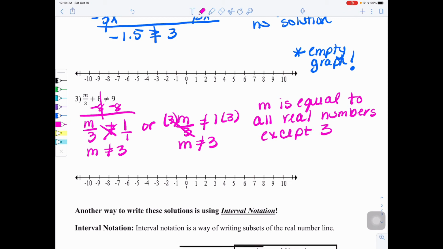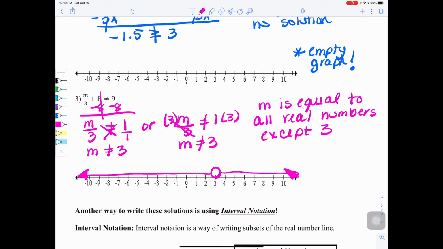So when we think about graphing this one, we have to think about the number 3 and whether it's included or not. We know it is not. It's all real numbers except 3. So we're going to put an open circle on 3. But then we have to show all real numbers. So we have to shade above it because all of those numbers count. And we also have to shade below it because all of those numbers count.